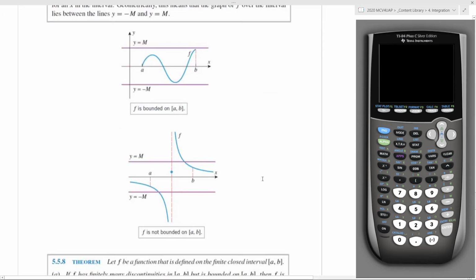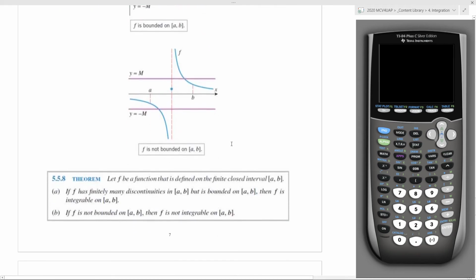This second diagram here, you can see we've got a vertical asymptote there. This function is not bounded. You cannot bound this function because it extends to infinity and negative infinity. So between a and b here, we can't write that this function is bounded because it goes off to infinity and negative infinity. So whenever you have a vertical asymptote, you cannot integrate across a vertical asymptote.